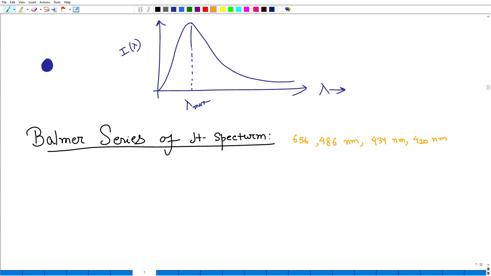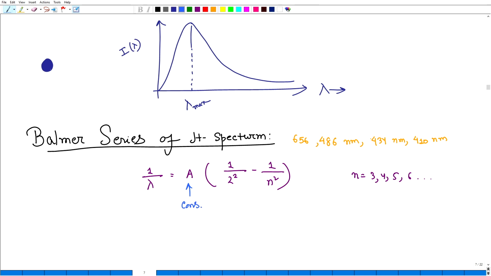So, Balmer tries to give a proposal. What was that? Balmer says that 1 by lambda, where lambda is the wavelength, is following some mathematical pattern, like this, and n is varying, no, actually it is not 1, 2, 3, it is 3, 4, 5, 6 like this. So, A is a constant. What is the A? A is some constant.